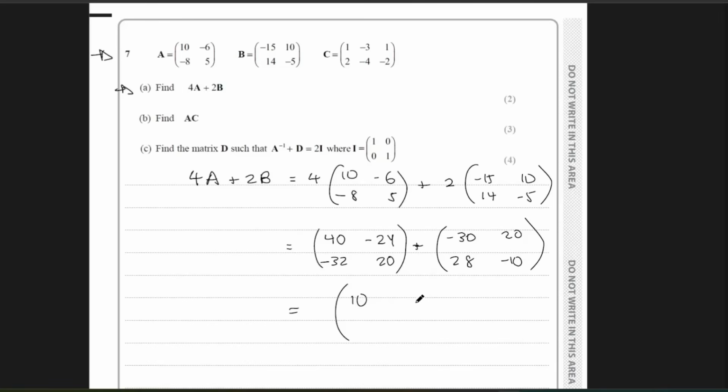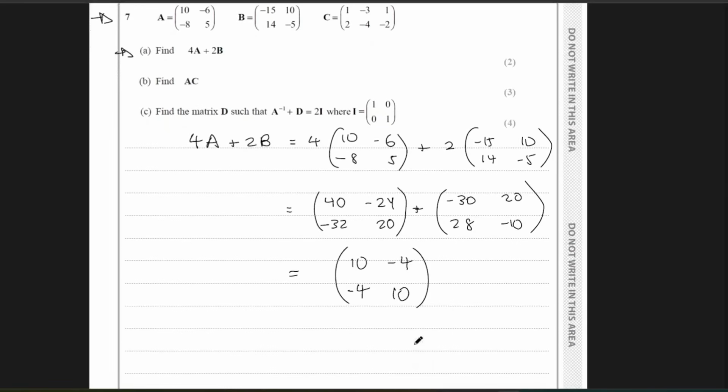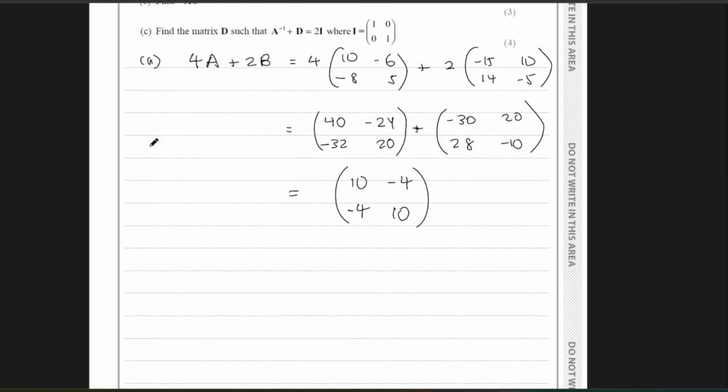Minus 24 plus 20 is minus 4. Minus 32 plus 28 is minus 4 again. 20 plus minus 10 is 20 minus 10, which is 10. So that's the answer for A. Let's look at question B.